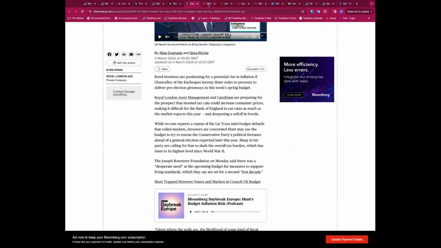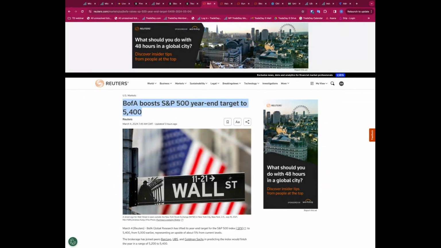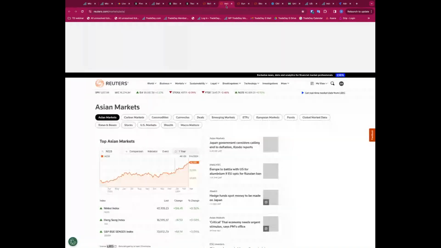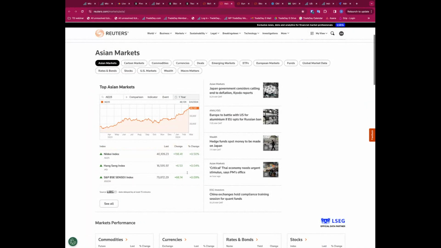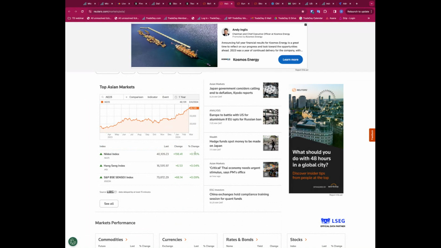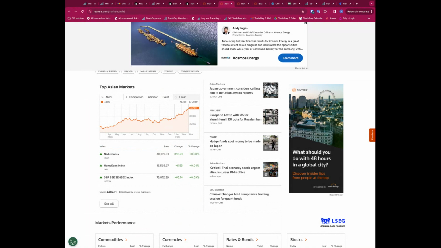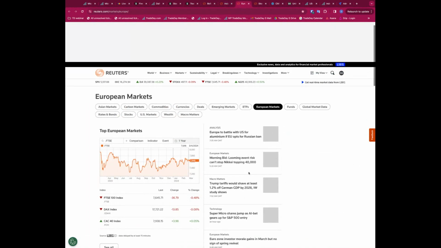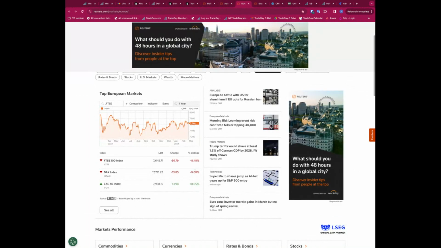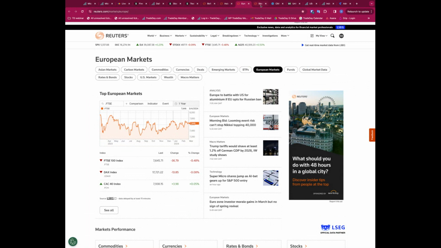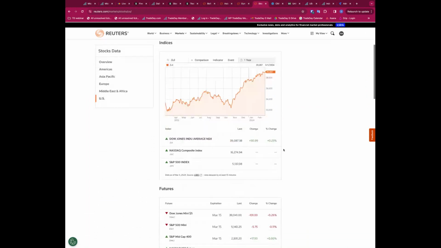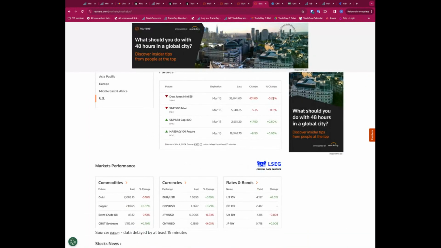The UK budget as well might be of interest. There's that Bank of America pushing up their target for the S&P now to 5,400. Let's take a look at the overnight. So we said Nikkei making new highs in here through 40,000, up 0.5% today. The Hang Seng pretty much unchanged. European exchanges, little change on the German DAX and the French CAC, but the UK FTSE is down 0.5% in here this morning. If we look at the futures in here, pretty much unchanged.